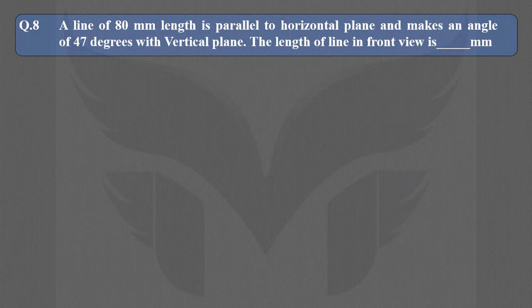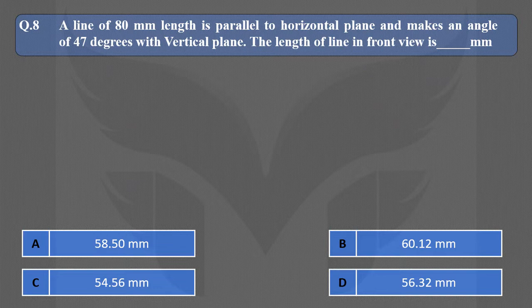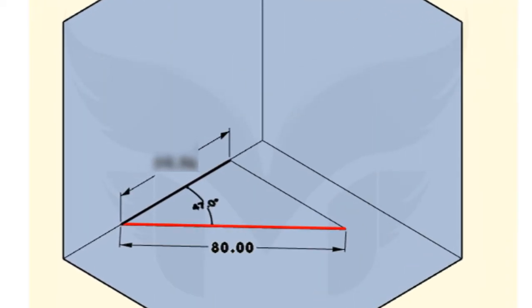Alright, let's take a next question. A line of 80 mm length is parallel to horizontal plane and makes an angle of 47 degrees with vertical plane. The length of a line in front view is dash dash mm. And options are, here as line is parallel to HP, we will assume it as lying on the HP, and line is inclined to VP at 47 degrees, and this inclination is visible in top view. We need to find out the length of a line in front view.